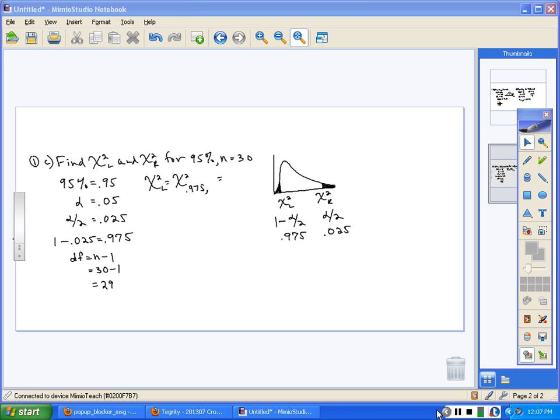So 0.975, 29 is 16.047. And then for the right side, it's chi-squared sub 0.025, comma 29. 0.025 is the column, 29 is the row. And that answer is 45.722. So later on when we're doing hypothesis testing, we would put the numbers up there for our critical values, but I'm just going to leave it the way it is now.